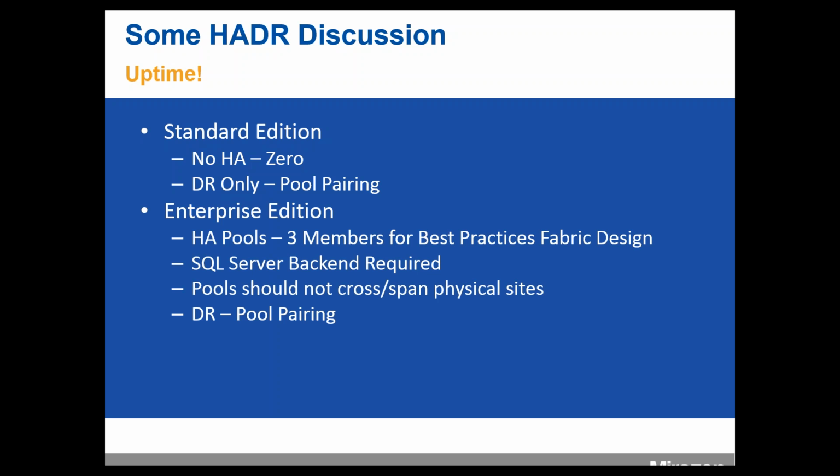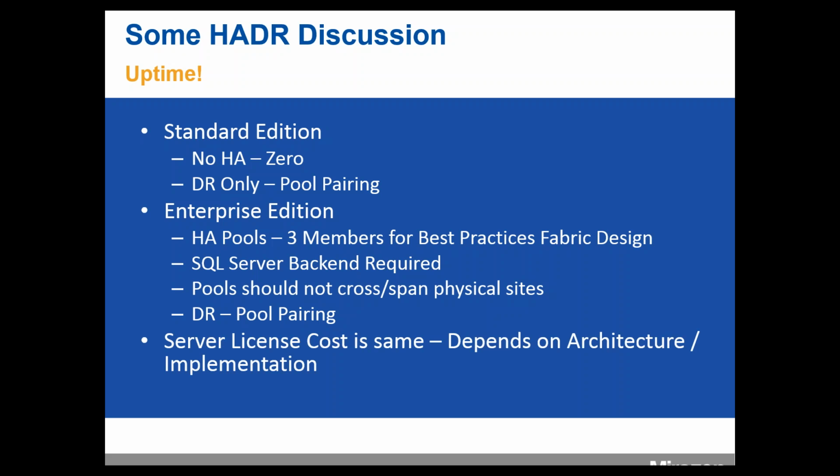So if you're thinking, I'm an okay organization, I've got 2 data centers, I'll put a couple members of my pool here and a couple there. No, you're going to build 2 pools, one in this site and one in that site for supportability reasons. And then for disaster recovery, you can then also implement pool pairing just like with Standard Edition. The server license cost is the same. It depends on the architecture and how you implement it.